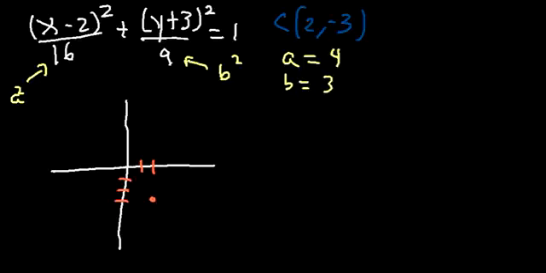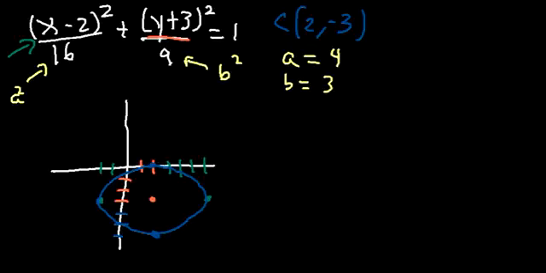So notice that a is under x. So you need to travel 4 units along the x-axis. So 4 units to the right and 4 units to the left. And b is under the y variable, and b is 3. Go up 3 units and then down 3 units. So it's not very difficult to graph an ellipse. It's finding the other details about it that you have to be careful.